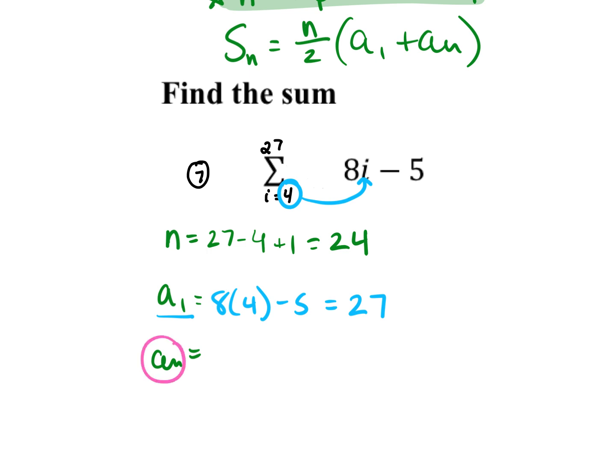Now how do we find a sub n? Plug in the top number into the i. So we have 8 times 27 minus 5. Let's put that into our calculator. 8 times 27 would be 216 minus 5 is 211.